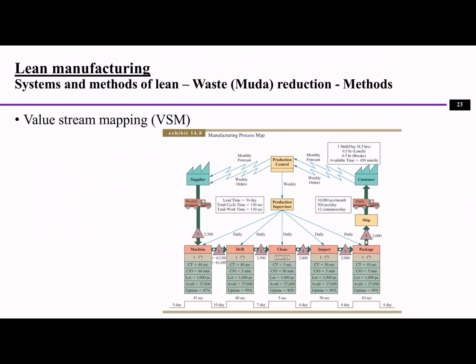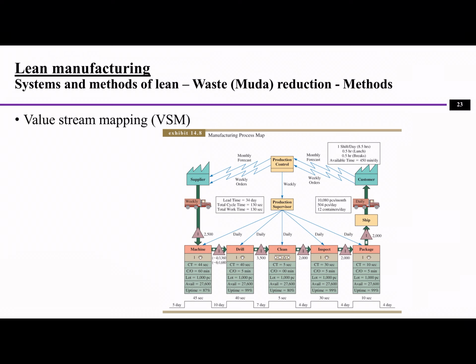Another tool is value stream mapping. We talked about value-added activities, right? What are the values? Then you want to look at what activities are actually creating value. So that's the value stream mapping. You map out all the activities on the shop floor or of the whole company, and then find out which are value-added and which are non-value-added activities.